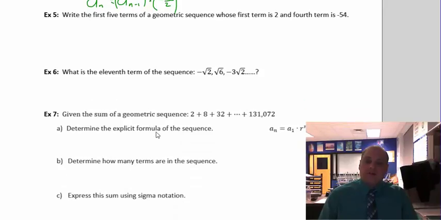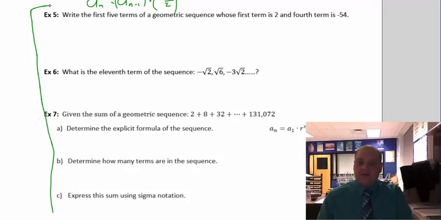And then what we're going to do is we're going to save these last 3 examples for class time, because the video is getting a little long. Plus, I want to go over this a little bit with you in class, because I know it's a little confusing.